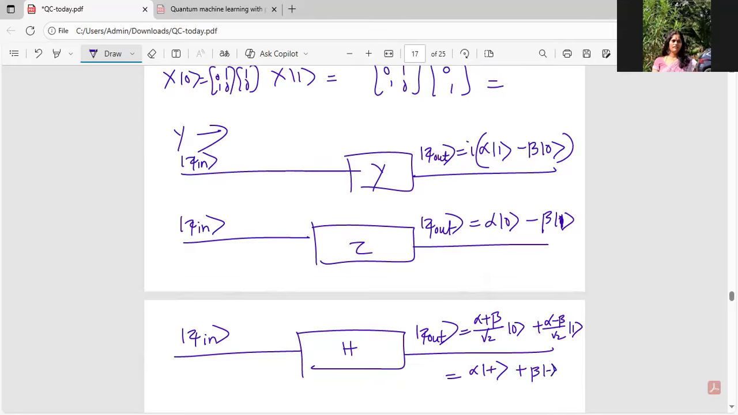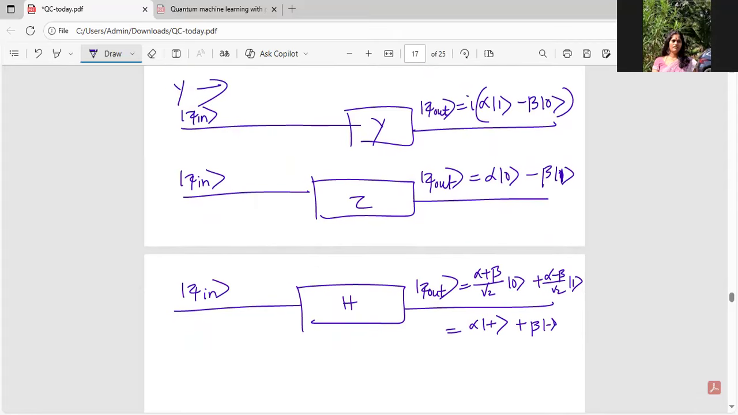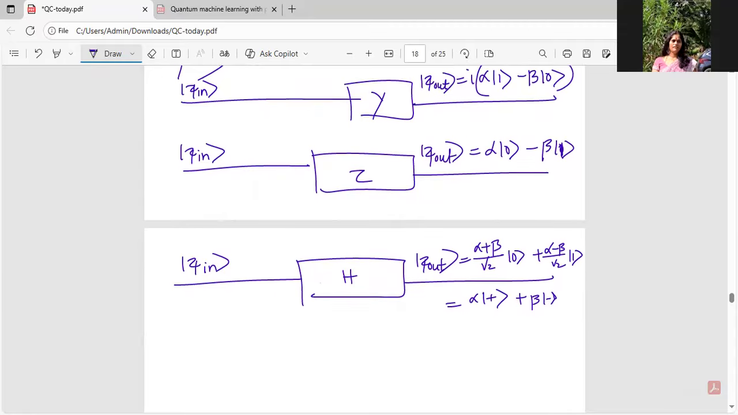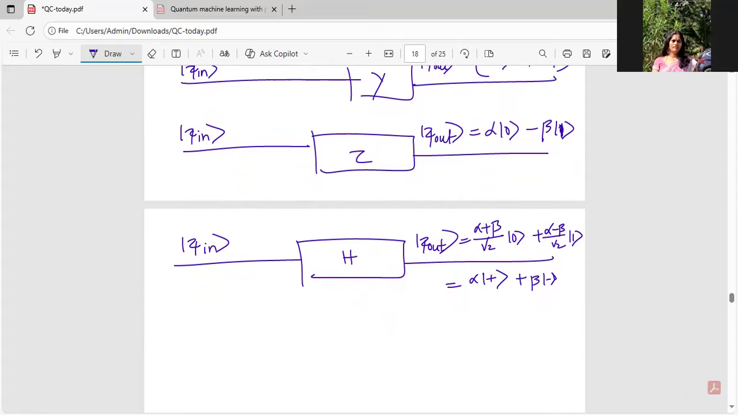You can ask me, ma'am, what's this notation? Again, I'll talk about atoms and electrons where there is a spin, positive spin, negative spin, because of which I'm using the symbol plus and minus. And again, I correlate it with quantum mechanics. I'll just tell you about the phase shift gate.